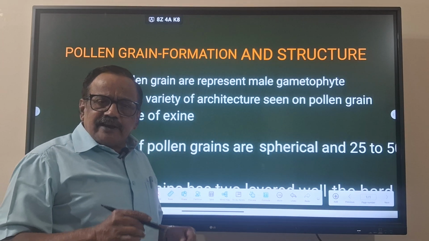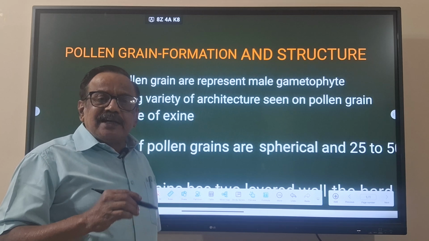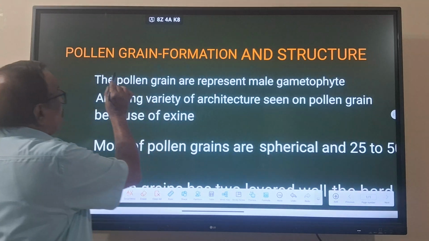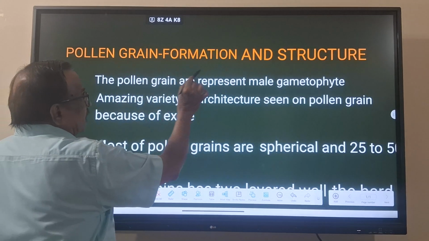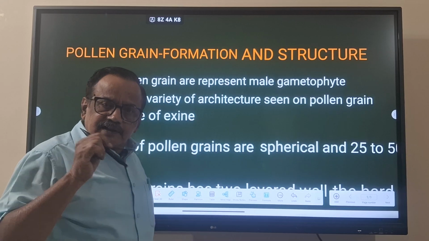And it is very important for the NEET, because many bits can be created from this, that is, the pollen grain formation and structure. So it is most important for the NEET.